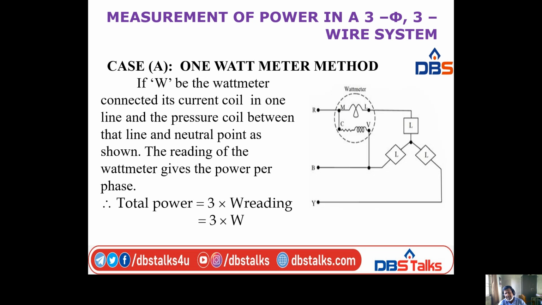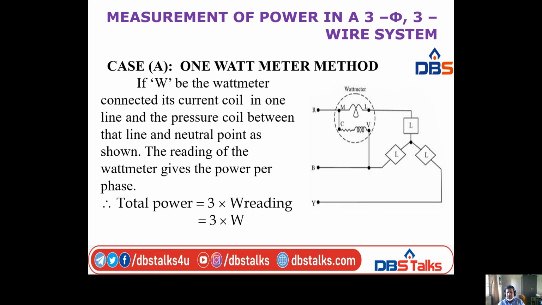The wattmeter W is connected with its current coil in one of the lines and its pressure coil between that line and the neutral point, as shown in the figure. Look at the figure. This is the wattmeter. The current coil is connected in series with the line, and the pressure coil is connected between the line and neutral point.